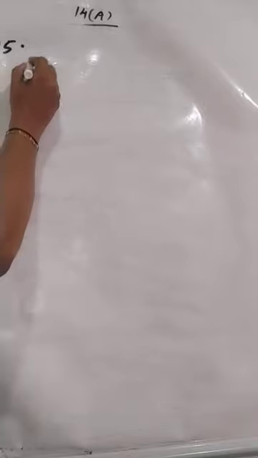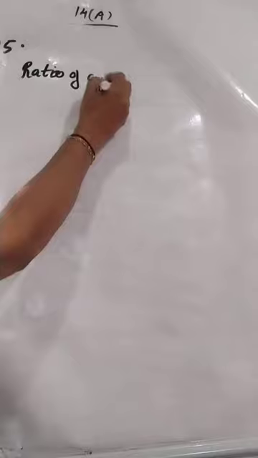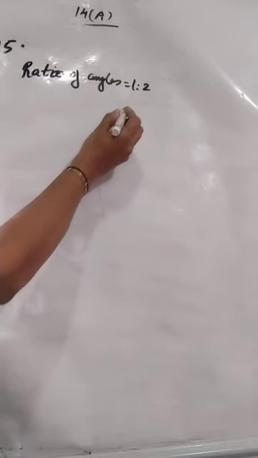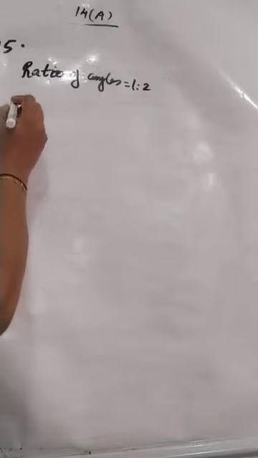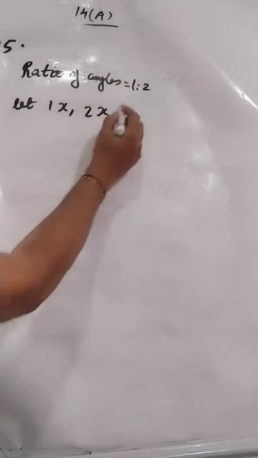Okay. Now question number 15. If two complementary angles are in the ratio 1:2, find the angles. Then how can we find the two angles? They are complementary angles, that is also given. So let 1x and 2x be the angles.